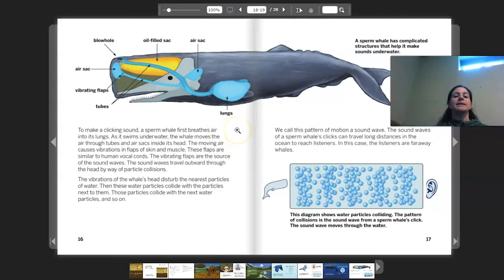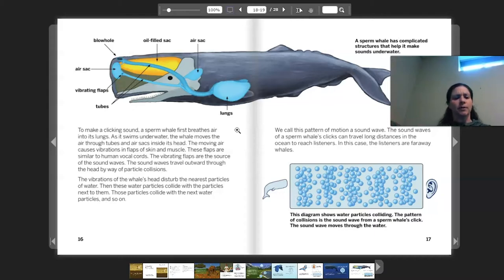To make a clicking sound, a sperm whale must first breathe air into its lungs. As it swims underwater, the whale moves the air through tubes and air sacs inside its head. The moving air causes vibrations in flaps of skin and muscle. These flaps are similar to human vocal cords. The vibrating flaps are the source of the sound waves. The sound waves travel outward through the head by way of particle collisions.